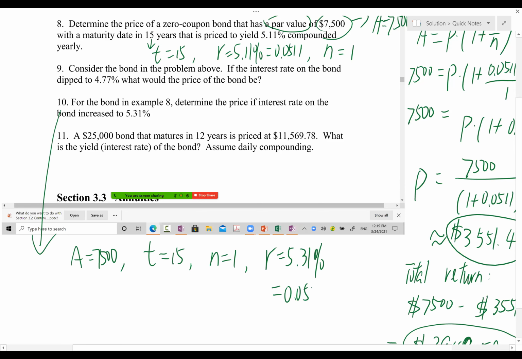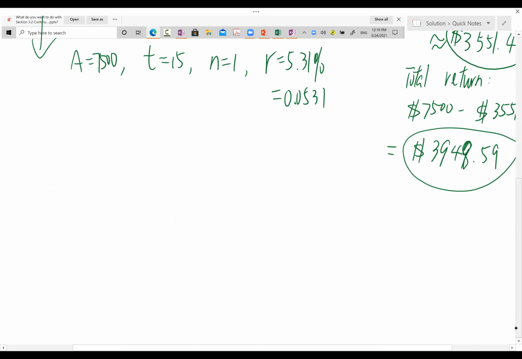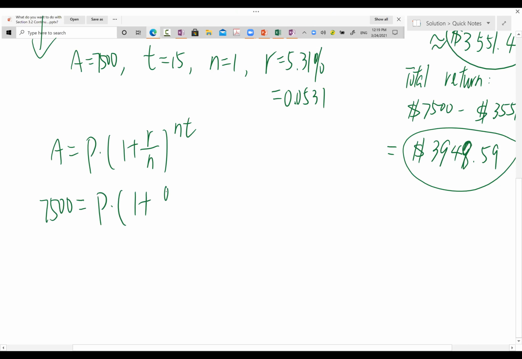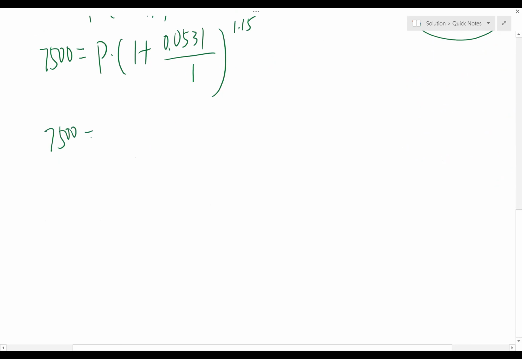Intuitively, we know that it should be a lower purchase price, but it's very straightforward to confirm that using the formula. So A equals P times (1 plus r over n) raised to nt. One more time, I'm plugging in all these numbers: 7,500 equals P times 1 plus 0.0531 by 1, and this is 1 times 15, still the same. 1 times 15 is 15. So we end up with 7,500 equals principal times 1 plus 0.0531 raised to the 15th power.